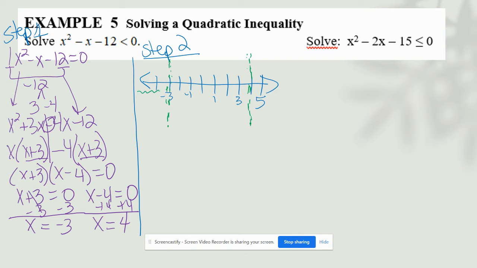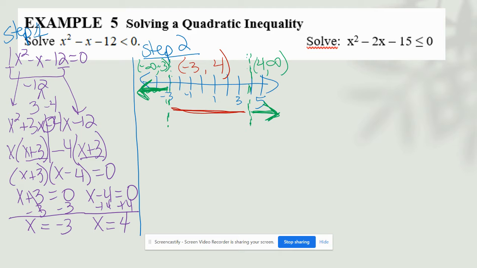So if we label this section, this is -infinity to -3, because this section goes from -3 to that arrow. The middle section goes between -3 and 4. So that'd be -3 to 4. And then the last section goes from 4 to the end here, which is an arrow. So that's 4 to +infinity.